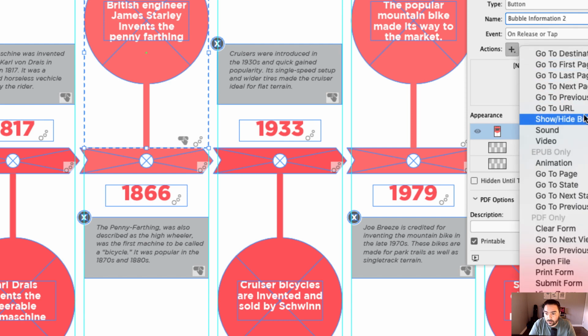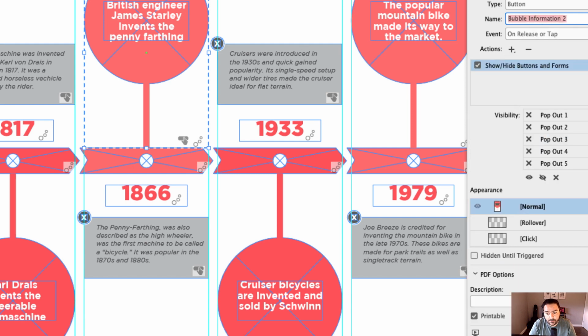The action is going to be show hide buttons and forms, hide pop out 1, show pop out 2, and then hide everything else. For the pop outs, we want to hide close 1, show close 2, and then we want to hide everything else. And just leave bubble 1 and 2 on ignore.